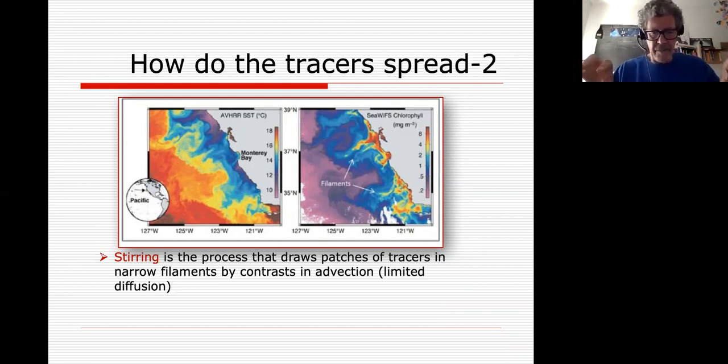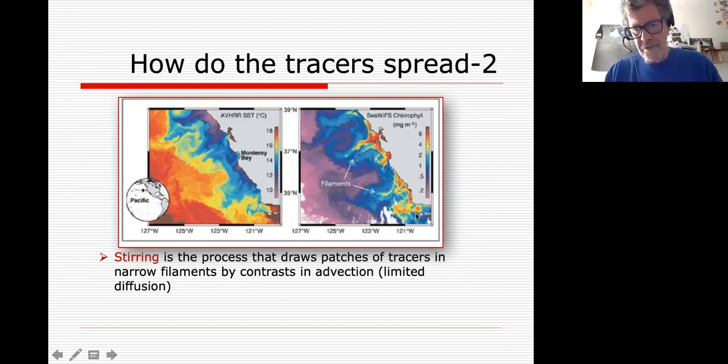You have a process that's called steering that draws patches. You have filaments here connected to the coast current, you saw this earlier, and there is no or limited diffusion here.